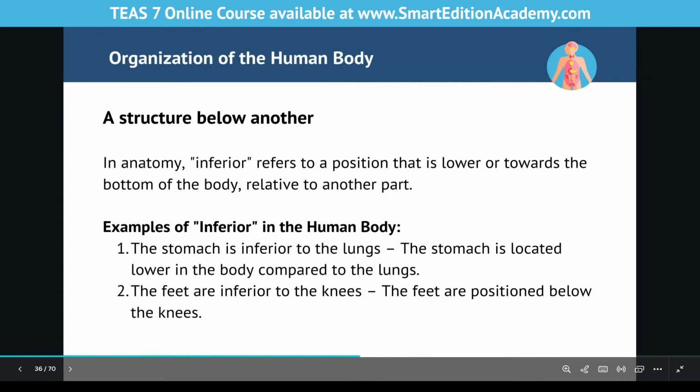Inferior means a structure below another. In anatomy, inferior refers to a position that is lower or towards the bottom of the body relative to another part. An example would be the stomach is inferior to the lungs. This means the stomach is located lower in the body compared to the lungs.